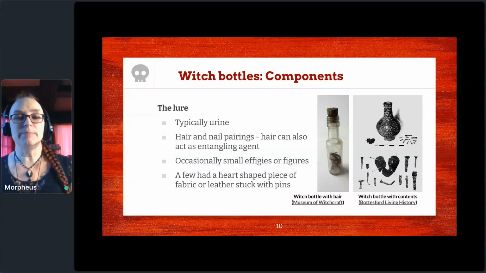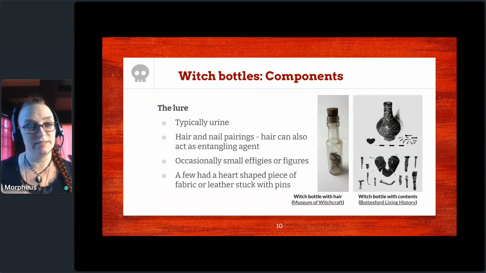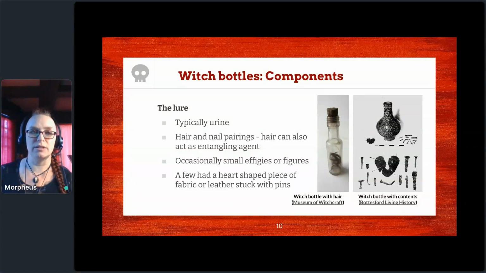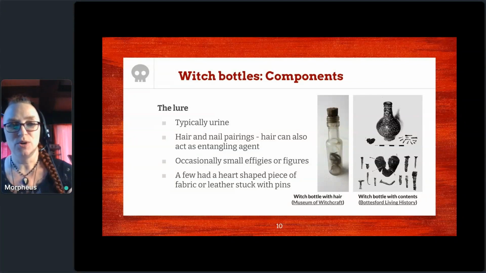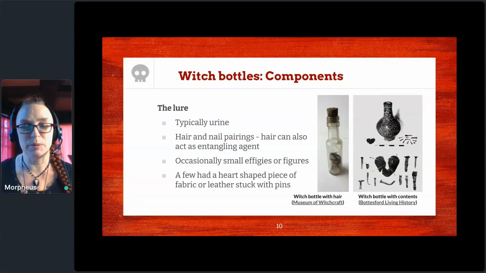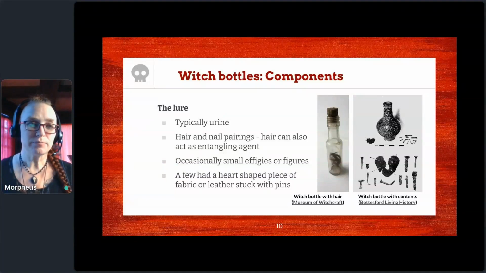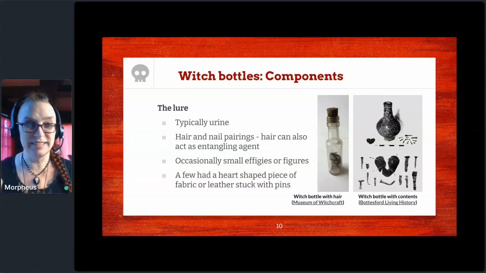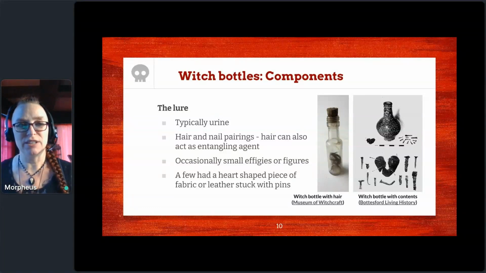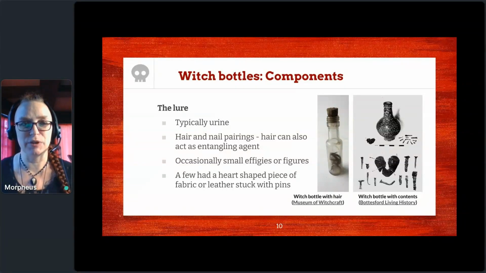The lure, so the component that draws the spirits into the witch bottle, is typically urine, and they have tested some of these ancient bottles that have been pulled out of houses. Sometimes they can test the contents or the residues and know that there was urine in there. There's often also hair and nail parings, so that's another bit of the person that can act as a lure, and also the hair can act as an entangling agent to sort of entangle and trap and bind the spirit.